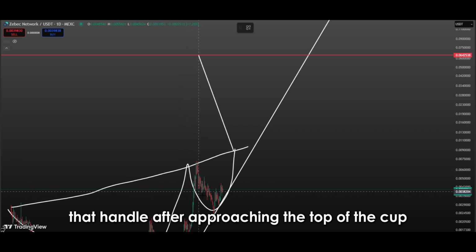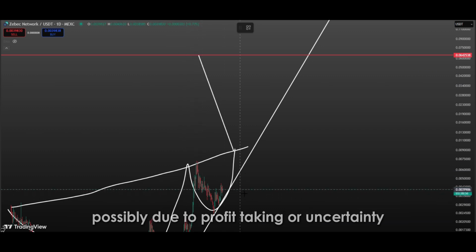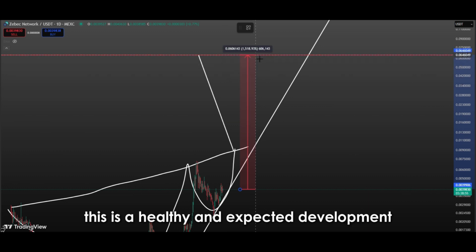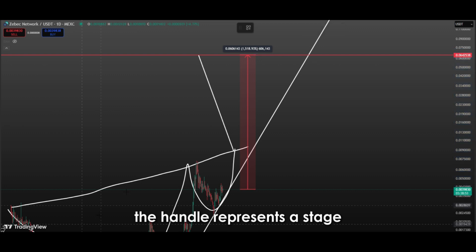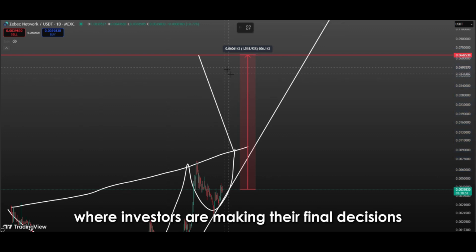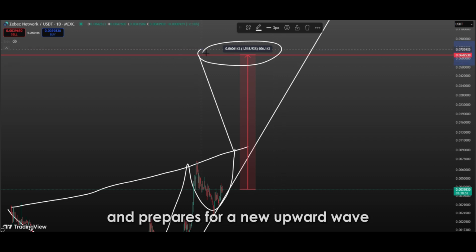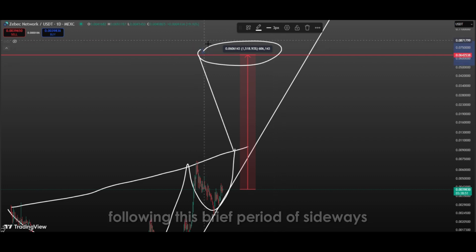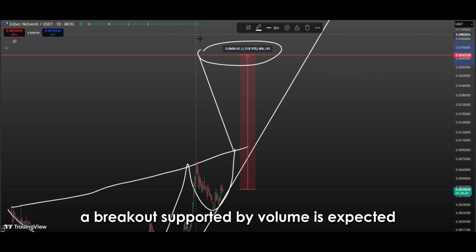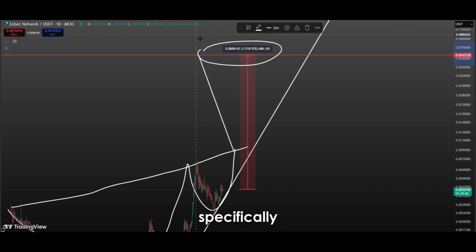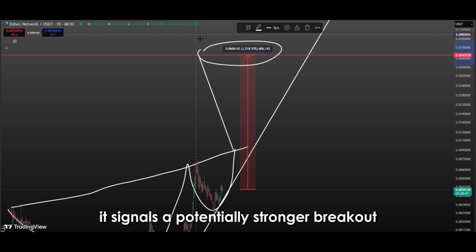After approaching the top of the cup, the price pauses slightly, possibly due to profit-taking or uncertainty, resulting in a mild pullback. This is a healthy and expected development in the nature of the formation. The handle represents a stage where investors are making their final decisions, the market takes a brief breather, and prepares for a new upward wave. Following this brief period of sideways or slightly downward movement, a breakout supported by volume is expected. Specifically, when the handle is formed within a narrow range and low volume, it signals a potentially stronger breakout.